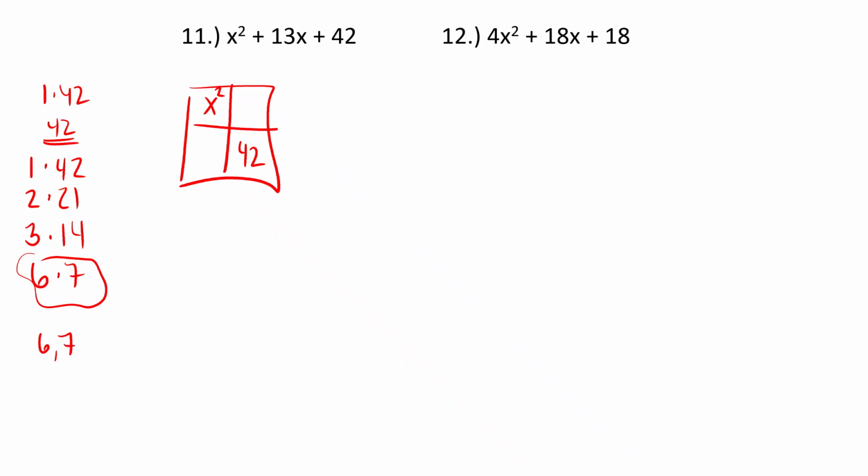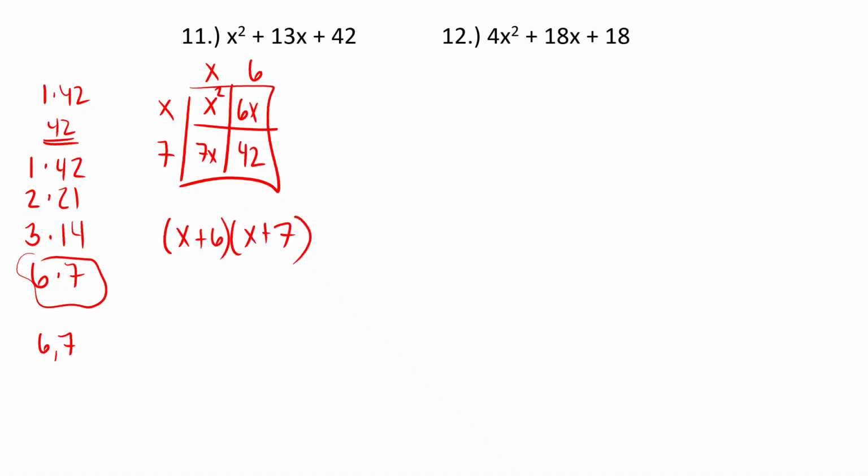Starting to sweat that one out. Okay, 6 times 7 is 42. 6 plus 7 is 13. So we'll have 6x and 7x. Factoring out the greatest common factor, we get x and x. We get a 6 times x. We get a 7 times x. And 6 times 7 is 42. Base is x plus 6, and the height is x plus 7.